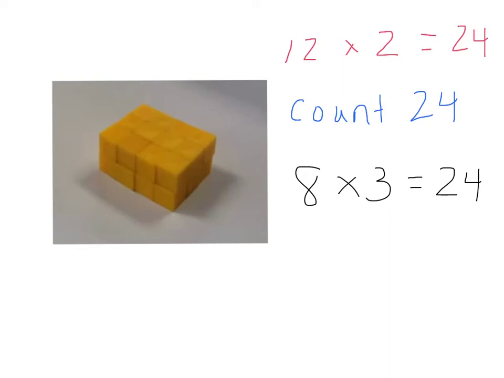Another way, I could look at this face, the side face over here, and I could see that there are 6 as my face. How many rows of 6 would I have? 1, 2, 3, 4. So 6 times 4 is 24. There are many, many ways that we can get the volume of this cube, but notice, whichever way I did it, I always got the answer of 24.